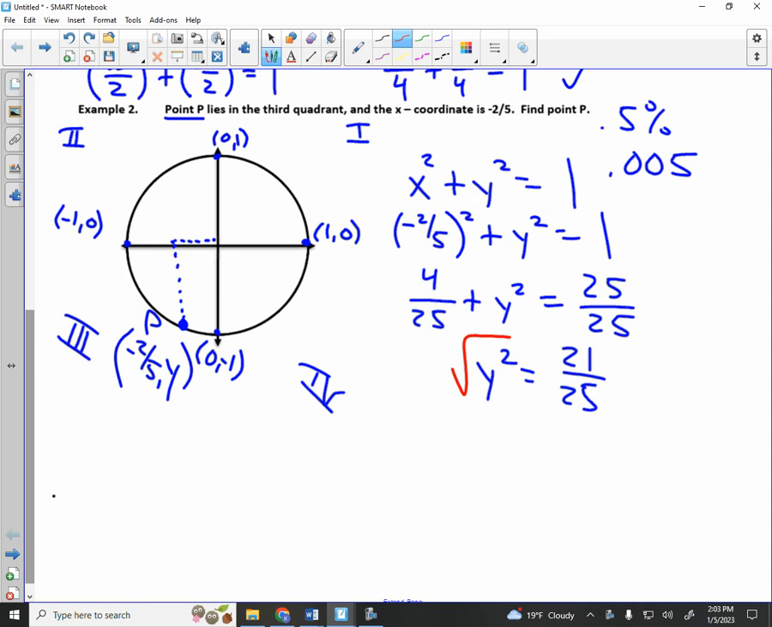And then I square root both sides. And y is equal to, if I take the square root of a y squared, what do I have to do? List both the positive and the negative. The root of 21 on top and 5 on the bottom. So notice how I get two options. Do I choose the positive root of 21 over 5, the negative, or do I choose neither or both?